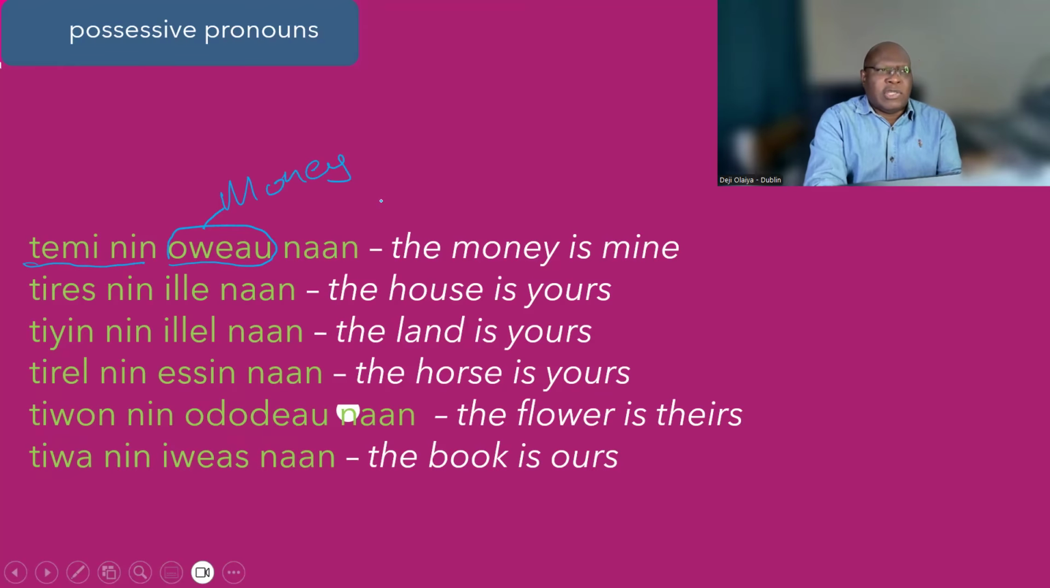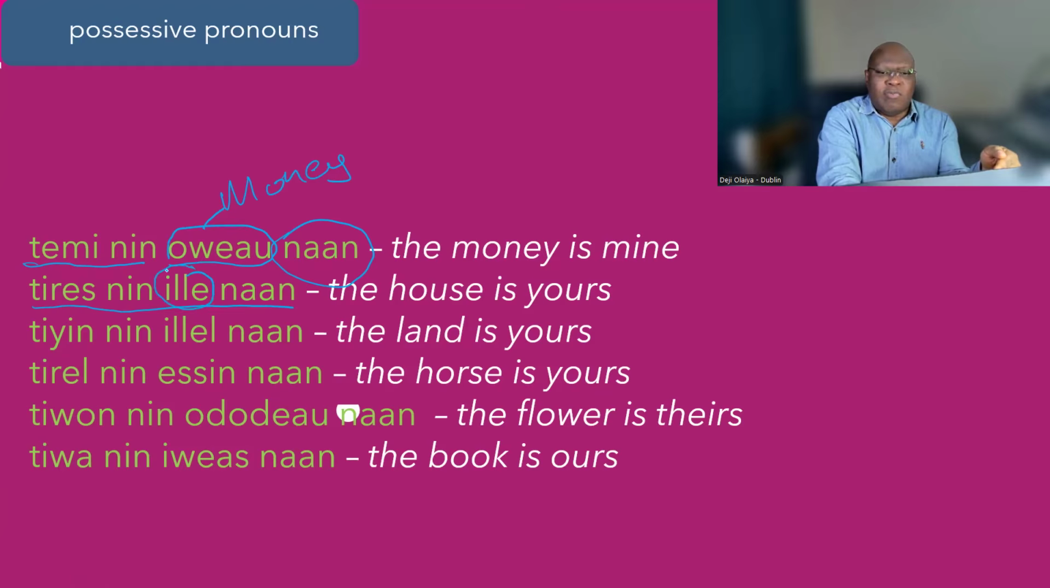Ni is something to tell you it's a kind of verbosity. That is, I own it. This is mine. That's a kind of verbosity. It is mine. Then you can say tiẹ ni ilé náà. You can see ilé means house or home. The house or the home is yours. Tiyin ni ilẹ̀ náà. Ilẹ̀ means land. So the land is yours.